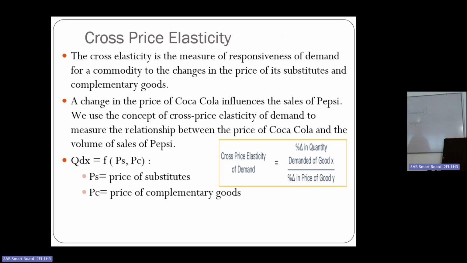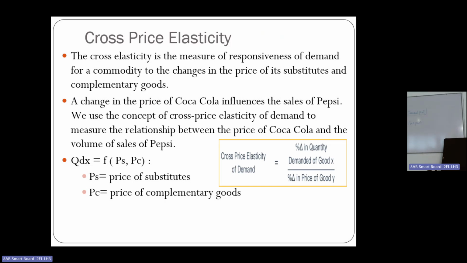Then we are moving to cross elasticity. Earlier, in price elasticity, we considered the change in the price of the product itself. In cross elasticity, we consider the prices of other products, which are the substitutes and the complementary goods. When the price of substitutes changes, how does it affect the demand for the product? We consider how sensitive it is and the kind of relationship. Similarly, when the price of complementary goods changes, how does it affect the demand?